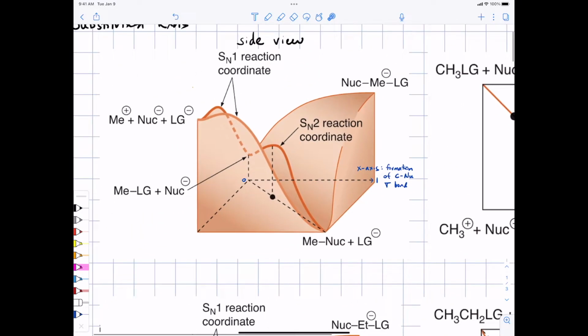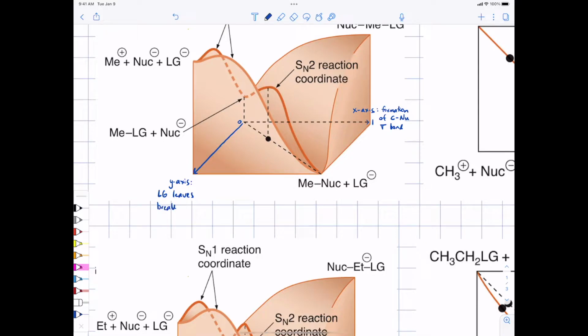Similarly, in a substitution reaction, we have to break the carbon leaving group bond and the leaving group leaves. So along this y-axis, we've got leaving group leaves, or breaking of the carbon leaving group sigma bond. You've got nucleophile attacks on the x-axis. You have leaving group leaves on the y-axis.